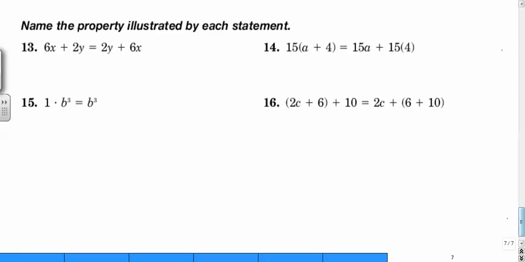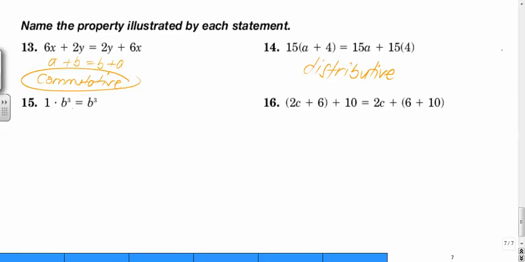Name the property illustrated by each statement. What property? 6x plus 2y equals 2y plus 6x. You guys remember, a plus b equals b plus a. What property is that? Commutative. Okay, 15 times (a plus 4) equals 15a plus 15 times 4. You're not going to have this property yet in chapter 2.05, but if you recall from previous years, this is the distributive property. Distributive.